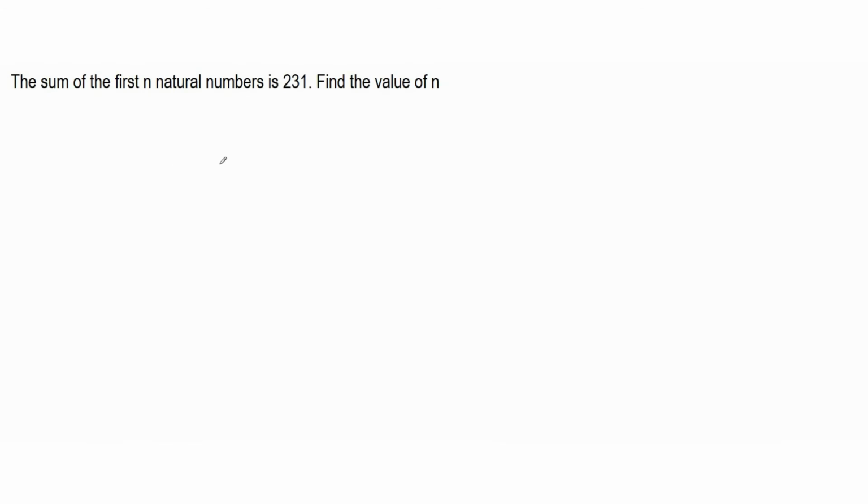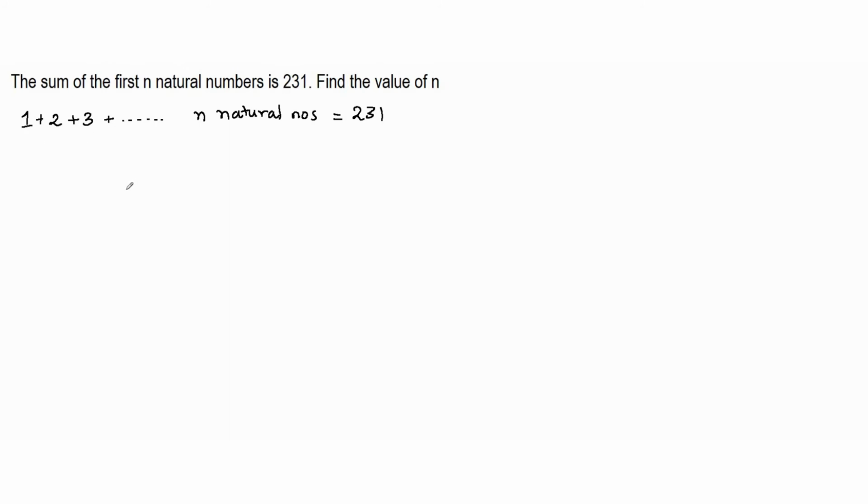The sum of the first n natural numbers is 231. Find the value of n. So the sum of the first n natural numbers, that means 1 + 2 + 3, and so on till n natural numbers. This sum is given by 231.